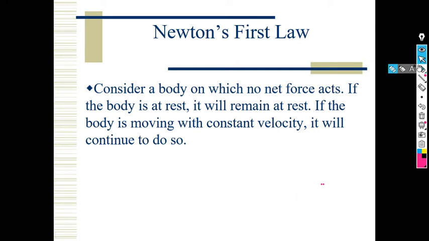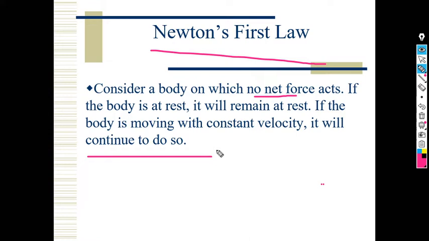Now, Newton's first law of motion. The statement for that: consider a body on which no net force acts. Here the word net is important. If the body is at rest, it will remain at rest, which is one of the possible situations in order to define Newton's first law. Second possible situation: if the body is moving with constant velocity, it will continue to do so. It is the exact statement for Newton's first law.